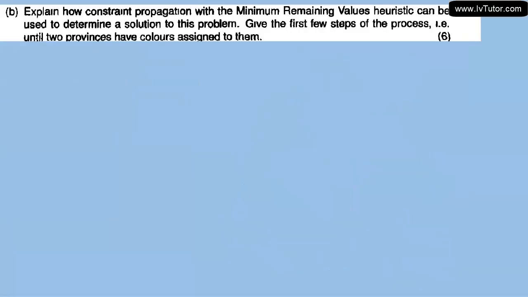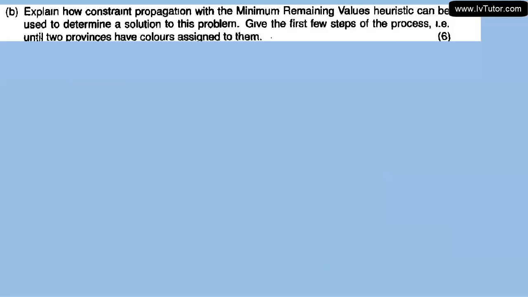Next, they say: explain how constraint propagation with the minimum remaining value heuristic can be used to determine a solution to this problem. Give the first few steps of this process, that is, until two provinces have colors in them. What do you remember about the minimum remaining value heuristic? It doesn't break ties. So when you are starting, everything has got 3 colors, or so many colors, that can be assigned to it.